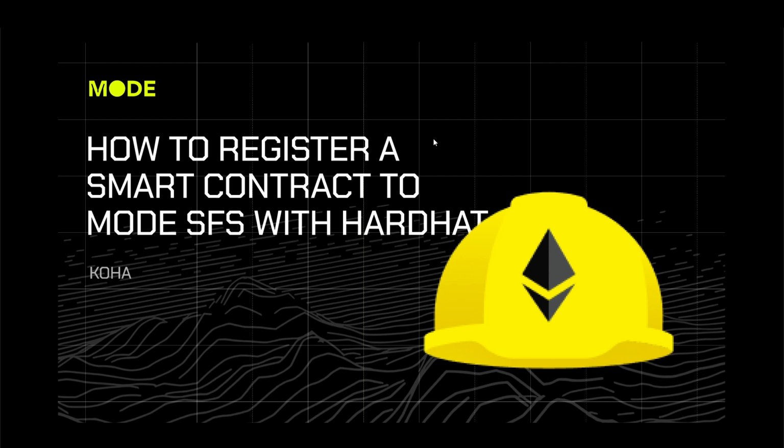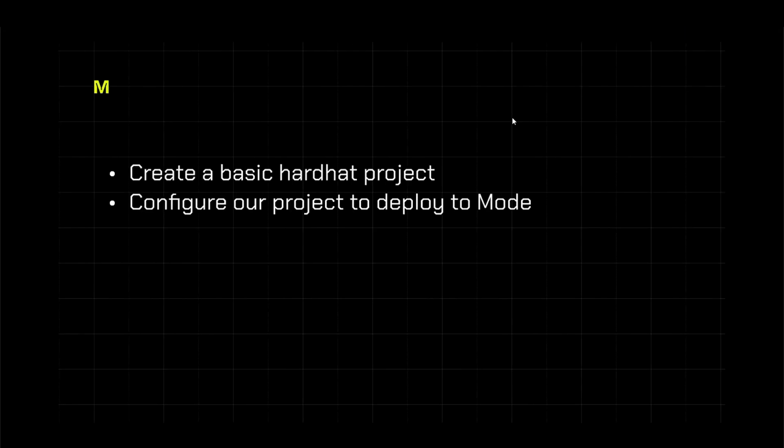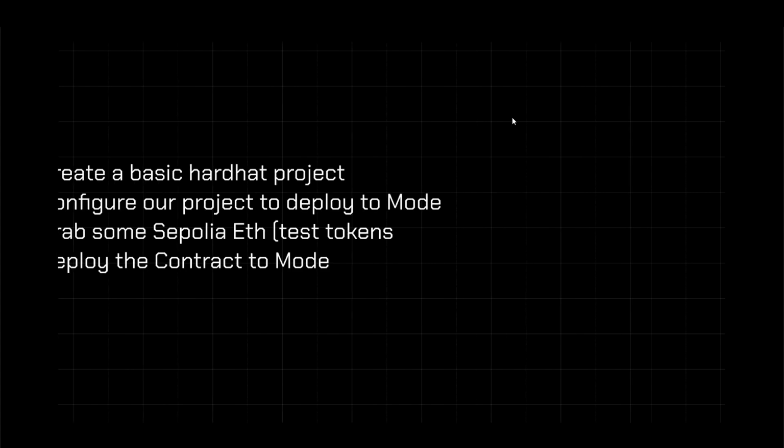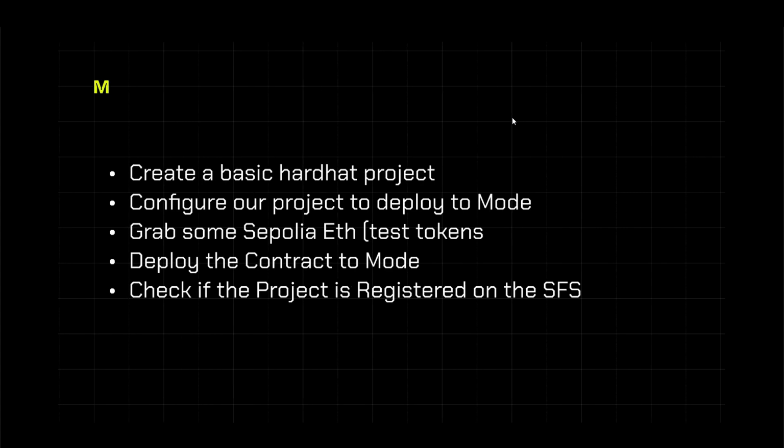Welcome to this tutorial where I'll be showing you how you can register a smart contract to the Mode SFS using Hardhat. In this tutorial, we're going to create a basic Hardhat project. We're going to configure this project to deploy it to Mode Network. We're also going to grab some test tokens, which are the Sepolia test tokens, to be able to deploy a project to the Mode Network. We're also going to deploy this contract to Mode and then check if the contract we deploy is registered on the Mode SFS.